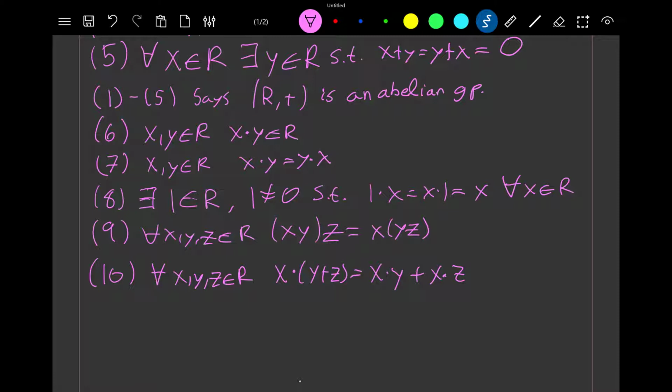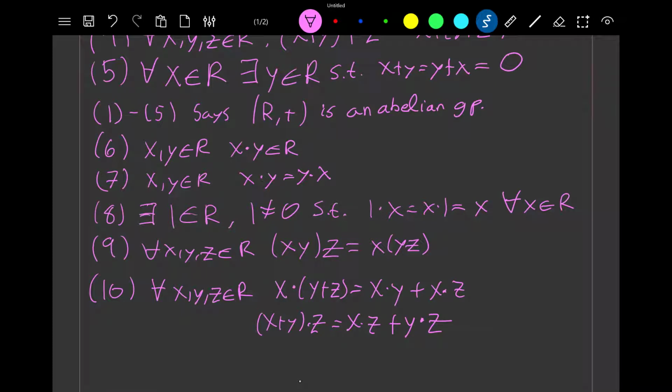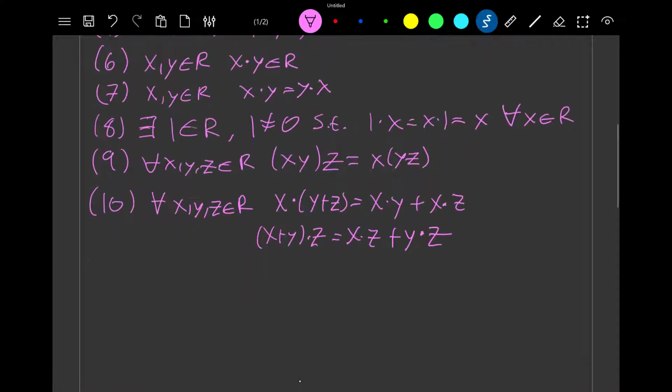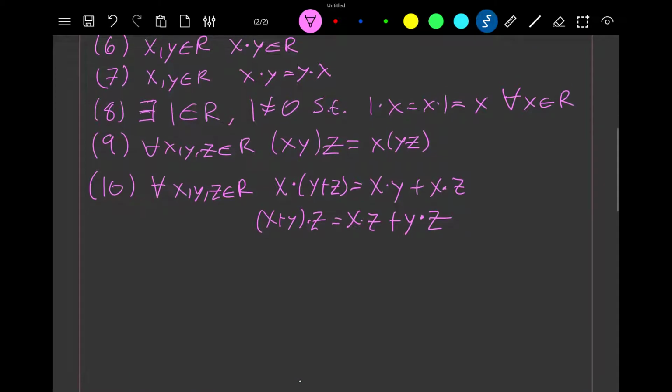And similarly, if you have x plus y times z, this is x times z plus y times z. So this distributive law tells us how addition and multiplication interact with one another. So that's kind of what the basics of the rings are. And just from these axioms, we can prove some things.